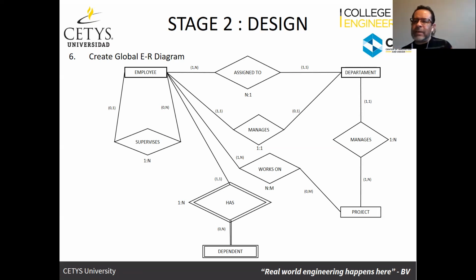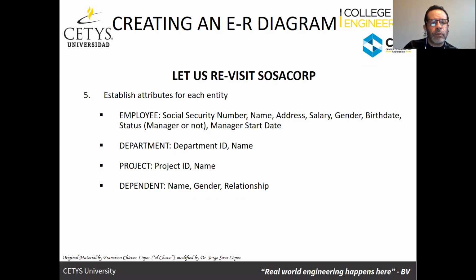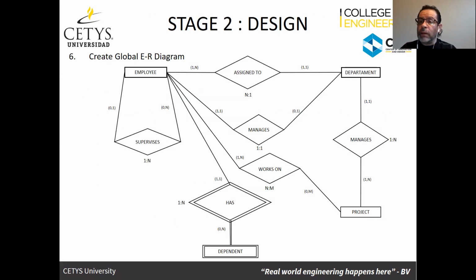So what did we just say about the tables? How many entities do we have here? We've got 1, 2, 3, 4 entities, right? We've got these 4 entities: employee, department, project, and dependent. Well, that means we're going to have 4 tables, at least 1 for each entity.